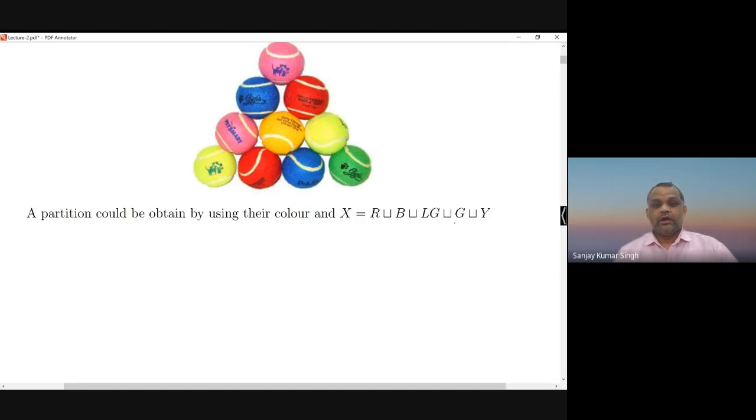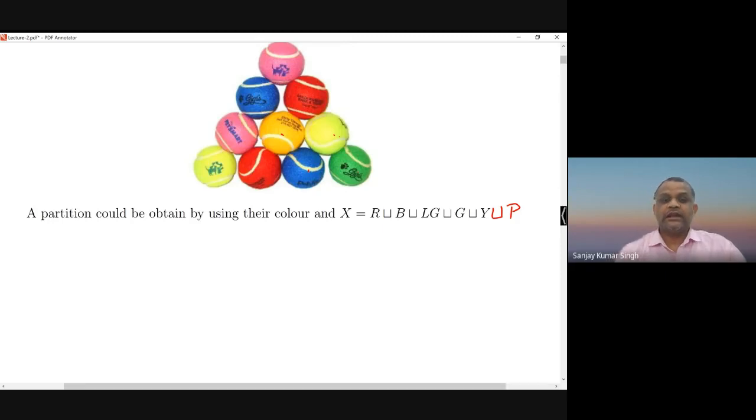and you have orange. Oh, I think I missed green, yellow, and pink. So pink is missing, so I can add it here. One, two, three, four, five, and six. So you have 6 colors, and this is one partition of this set.